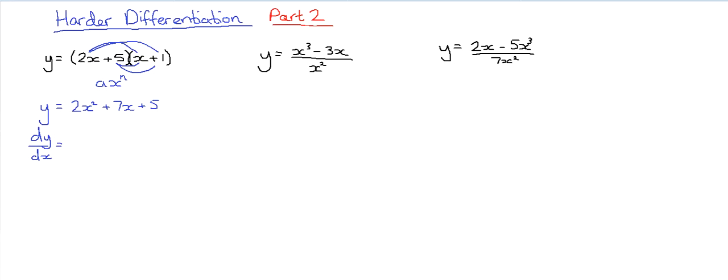So people panic when it's given in this form. Just expand it. It's the only thing you can do in this situation, and then go. So it's going to be 4x, reduce the power by 1, so it's just x, times by the 1, so 7 times 1 is 7, and that's it. So this is our gradient function, this is our derivative. Okay, these are particularly hard.